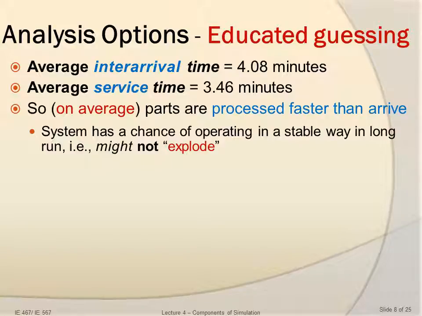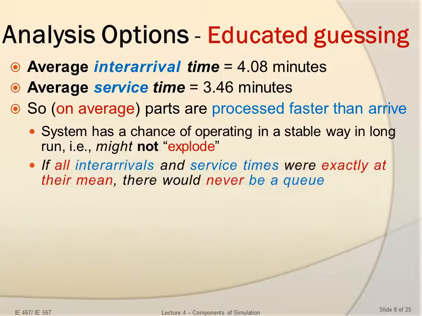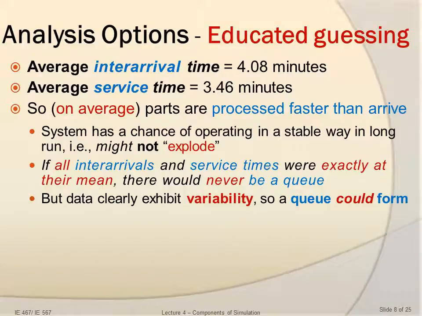It might not explode because we have this property that on average parts are processed faster than they arrive. But it's also important to notice that it's set on average, right? So sometimes the parts might arrive faster than the other parts that haven't yet finished processing. If all interarrivals and service times were exactly at their mean, there would never be a queue. But data clearly exhibit variability, so we might have a queue.